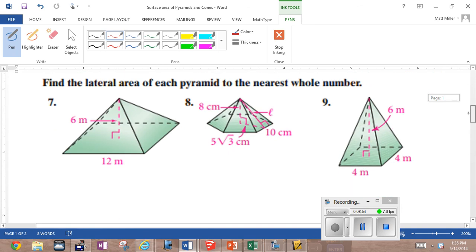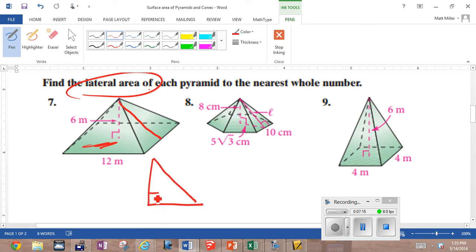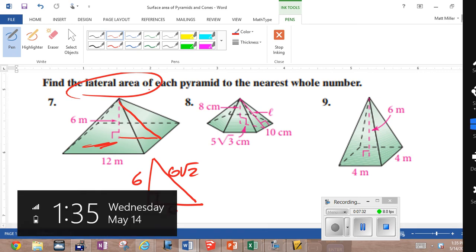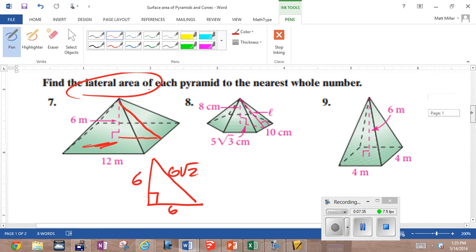lateral surface area. This is asking for the lateral surface area, which means it doesn't even need the base. But you need the slant height, so you need to look at these right triangles that are inside of here. One look at this, we pull that triangle out right there, and we can see that that triangle has a height of 6. And of course, this leg here is half the length of the side, so that's 6. So the slant height is 6 root 2, and from there, of course, you can find the lateral surface area of that. And the rest are going to be pretty much the same.